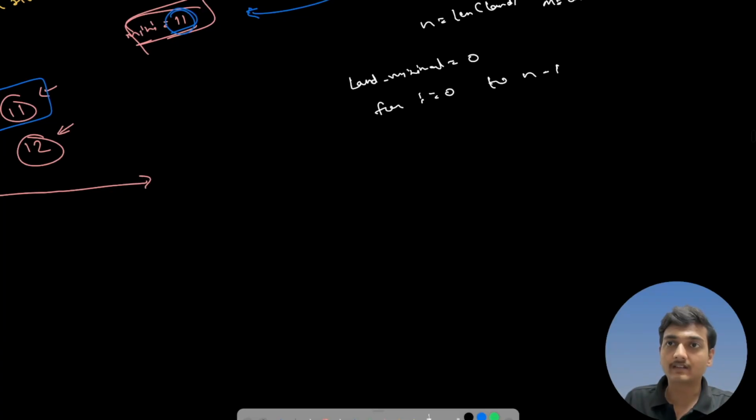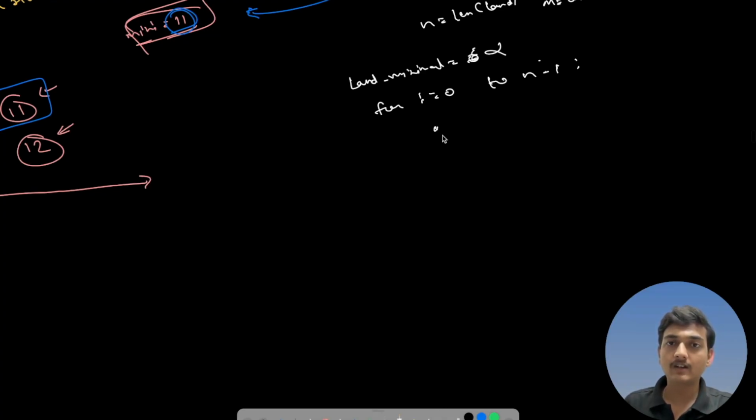So land minimal equal to 0, and I will be iterating over i equal to 0 to n minus 1, where n is the length of land and m is the length of water rides. Okay, how many water rides and land rides we have. Now, what is the next thing that I need to do? I think I need to start it with infinity.